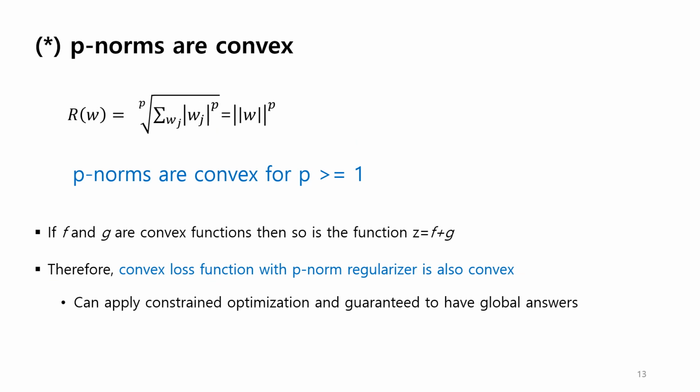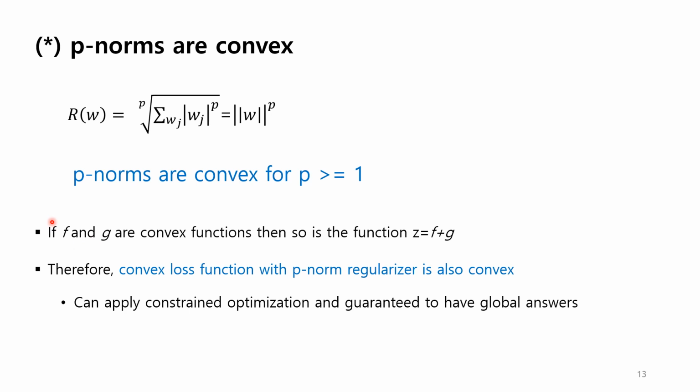Earlier, when I talked about the p norms, if the p value is 1 or greater than 1, the p norms are convex. That's what it says here. But if the p value is less than 1, I said this is not convex anymore. So that causes some problems.